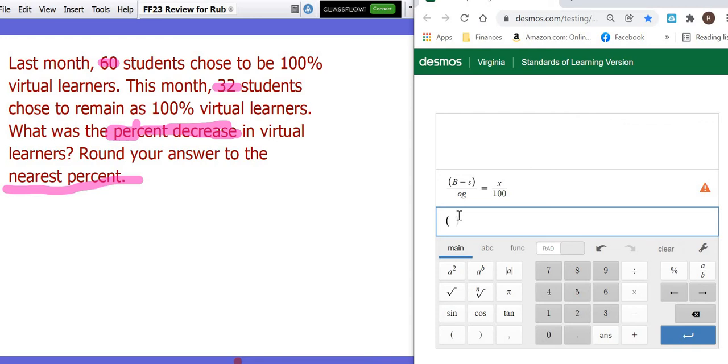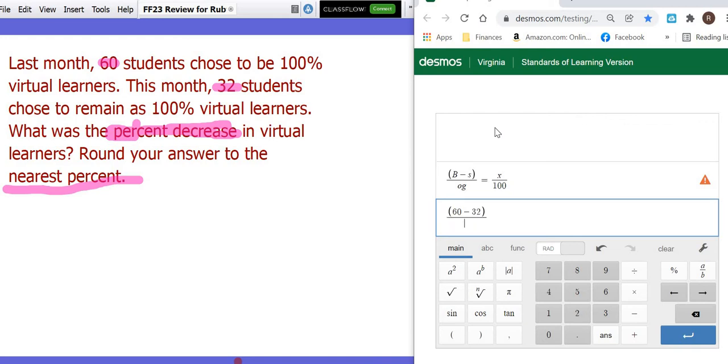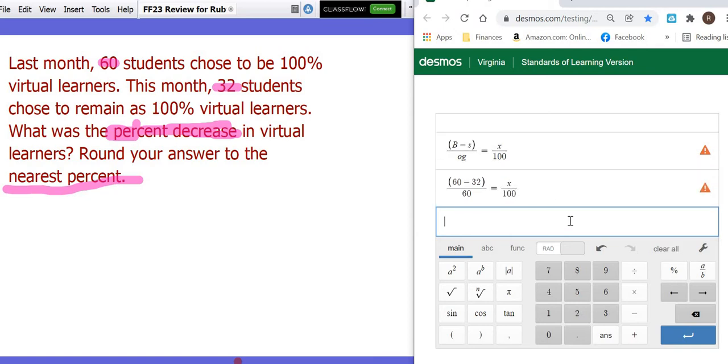Then you need to replace all of the letters with what we know. What is the biggest number? 60 was the biggest number. What's the smallest number? 32 was the smallest number. Then we ask ourselves, what came first? Last month, so 60 is the original. Equals x over 100.